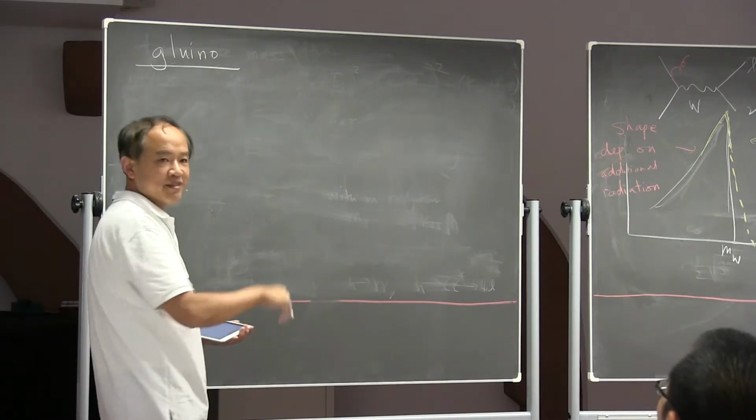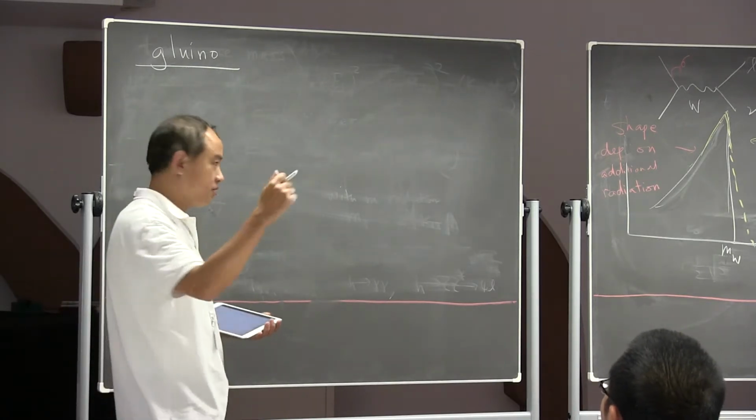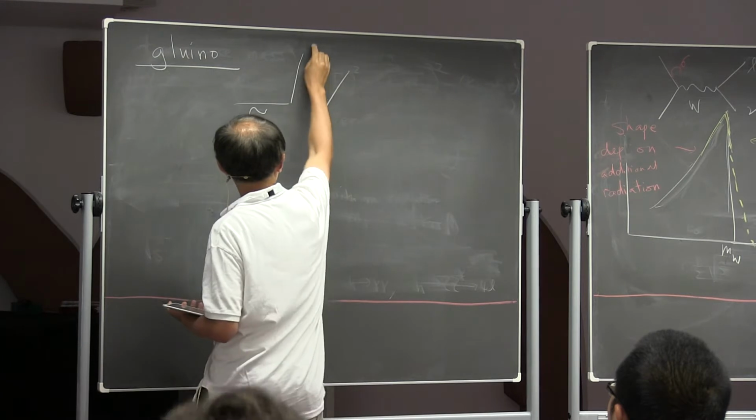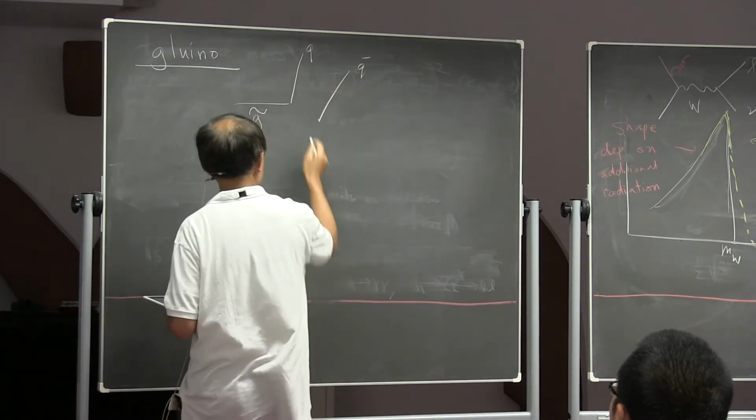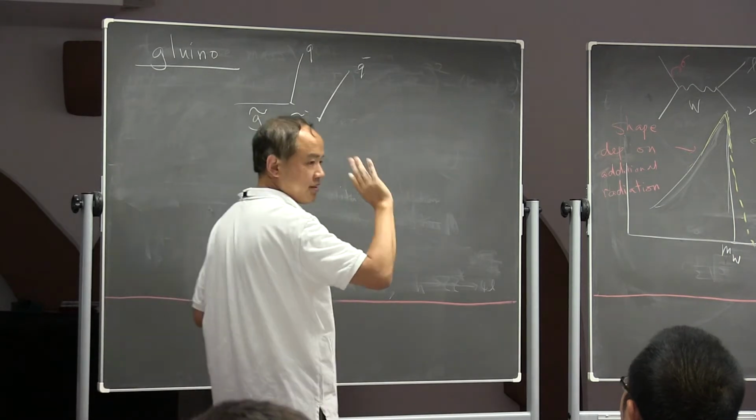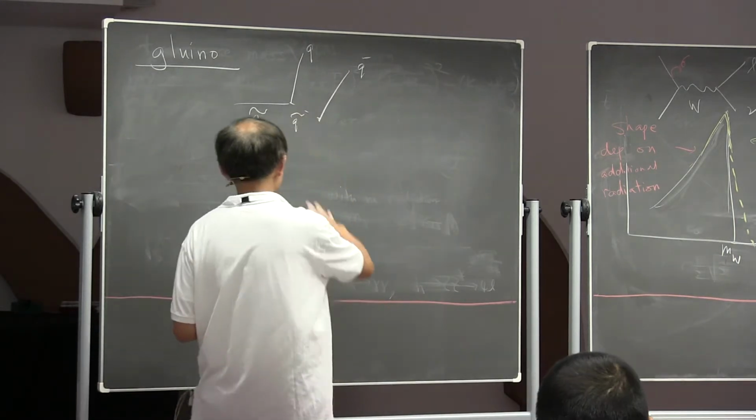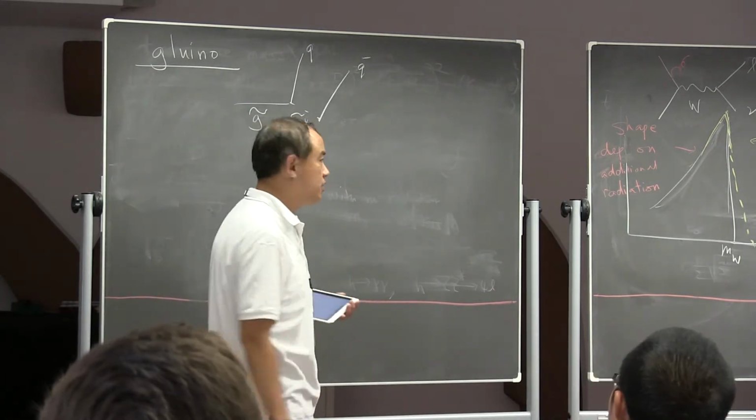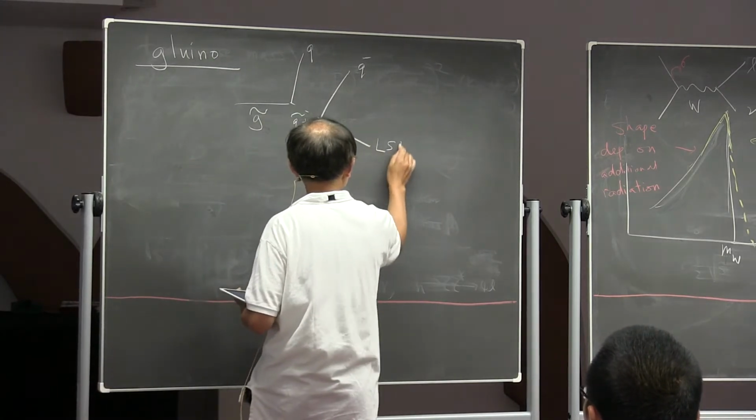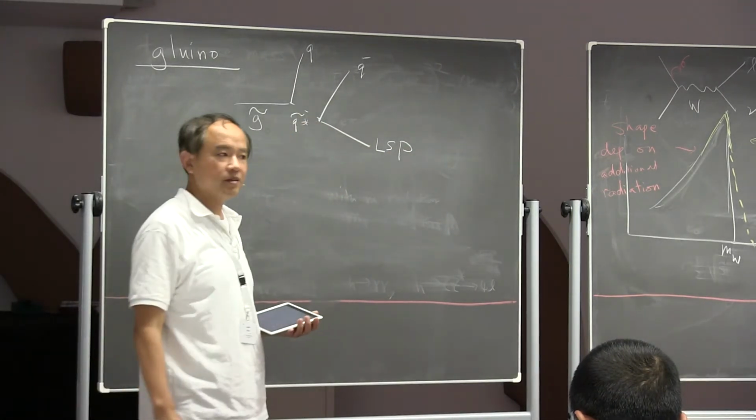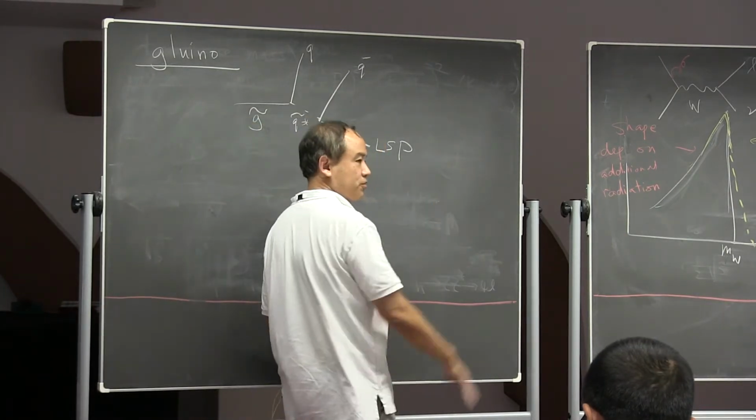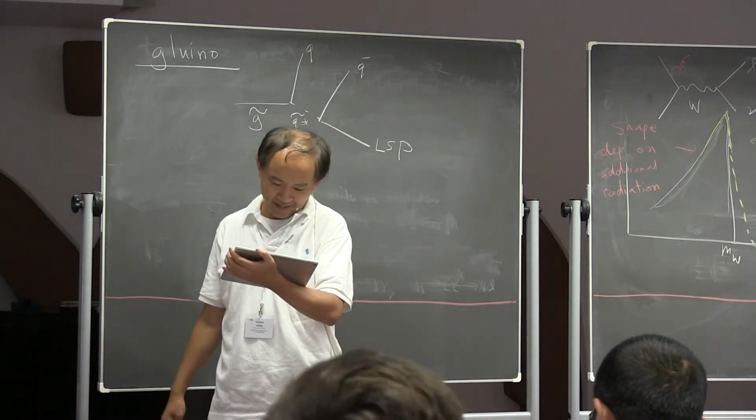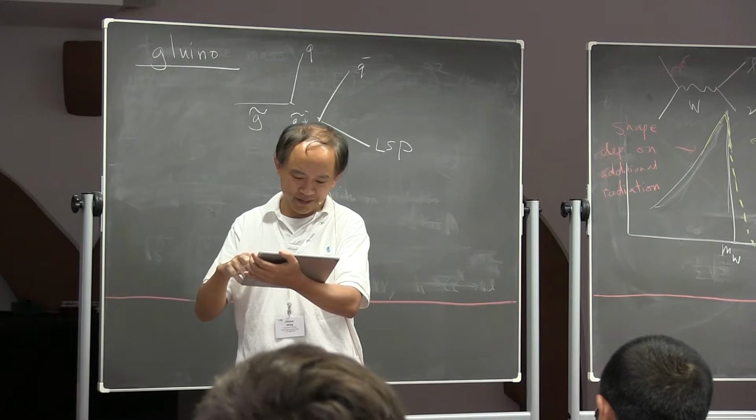Gluino has many ways of decaying, but let's just focus on one simplest case. Gluino goes to q q-bar and some squark. It's on shell, off shell, doesn't matter. Let me consider the case that this is off shell, so let's say the squark is very heavy. I don't see it, but you still have this decay, and this is the LSP. The LSP is typically some neutral superpartner which escapes the detector. It's also our dark matter. I'm talking about dark matter at the colliders all the time.